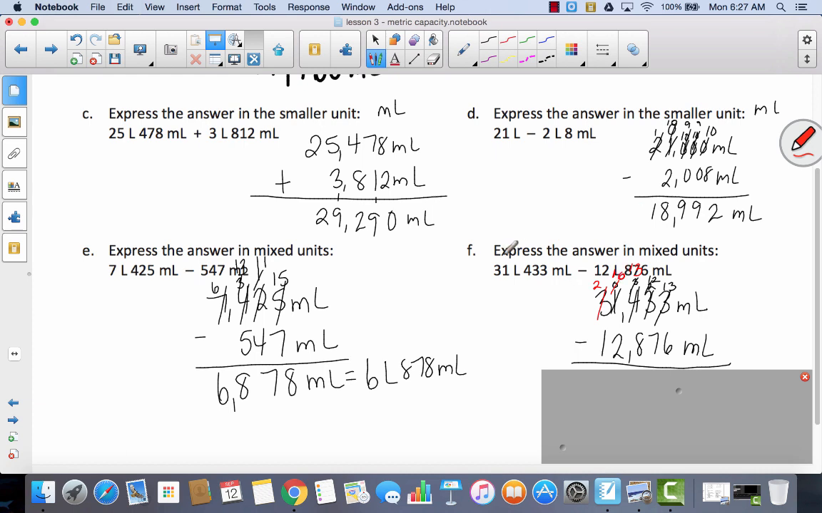Okay, so I converted 31 liters, 433 milliliters to 31,433 milliliters, and 12 liters, 876 milliliters to 12,876 milliliters. Now I changed over to red here because it started to get bundled up, and instead of erasing and moving it down, I just used red so that hopefully we could see. So I had to do quite a bit of debundling here, or decomposing, so that I was able to subtract, but I got my final answer to be 18,557 milliliters, which equals 18 liters, 557 milliliters.